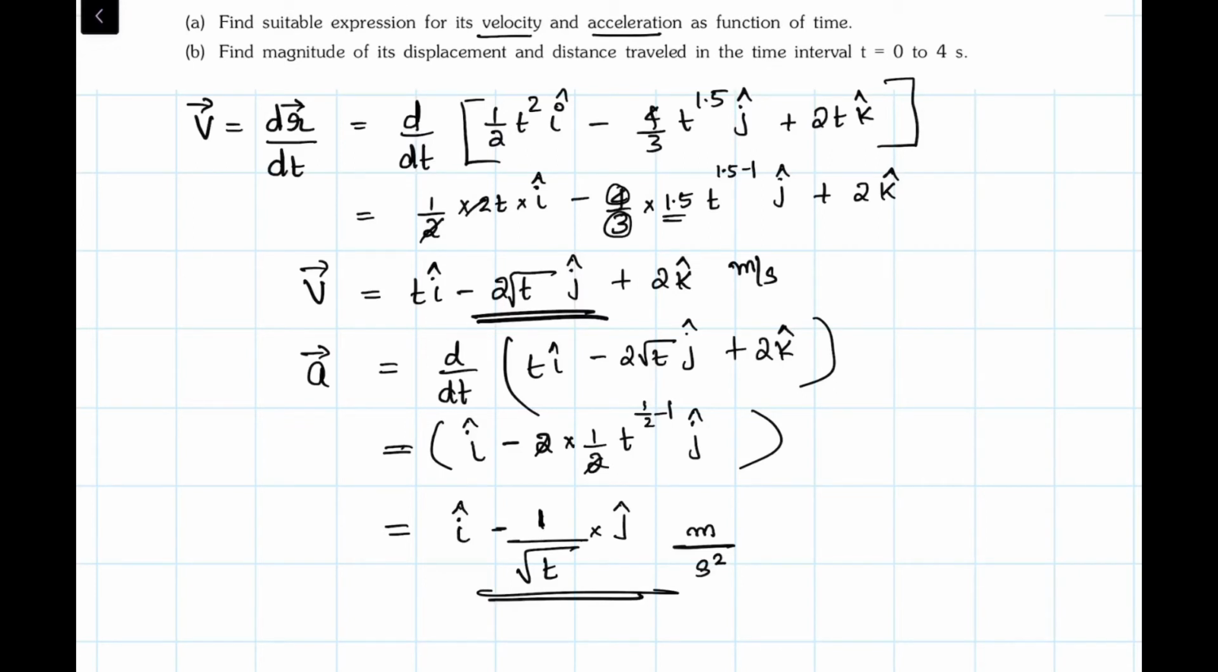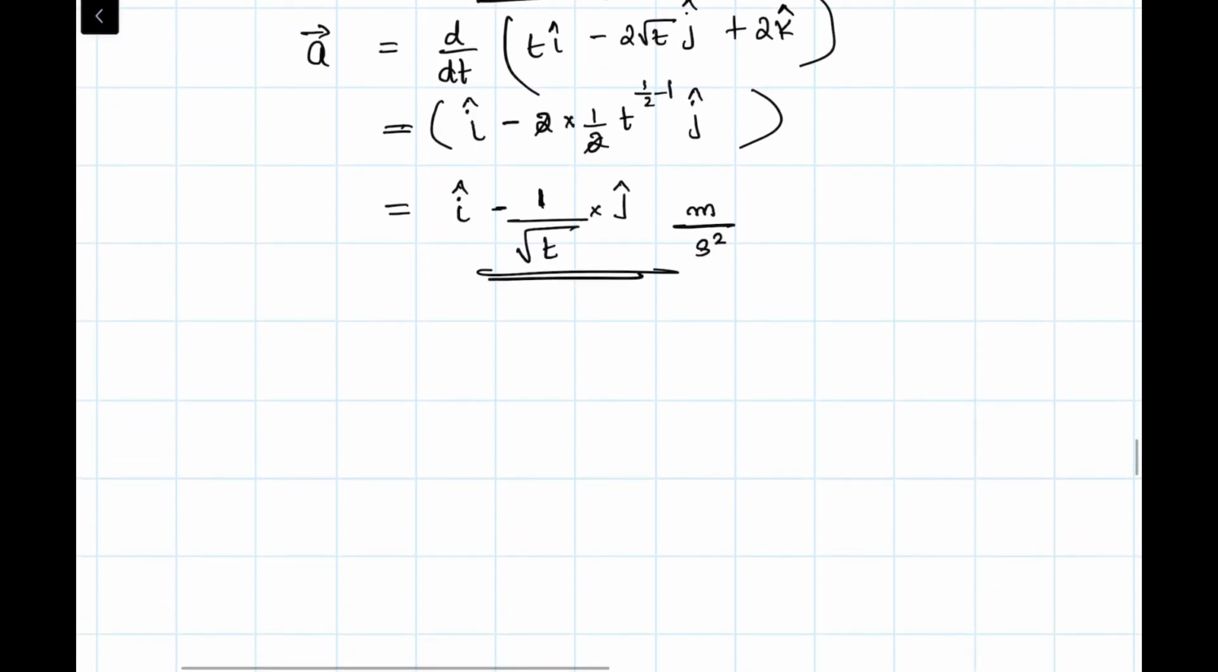Now what's the next question? Find the magnitude of the displacement and distance traveled in the time interval 0 to 4 seconds. That's the next part. We have to calculate the displacement. We know that the displacement is the change in position, so from t equal to 0 to 4 seconds. First of all, let me write the position vector once again, because the position vector itself is given as a function of time. So we have to substitute.